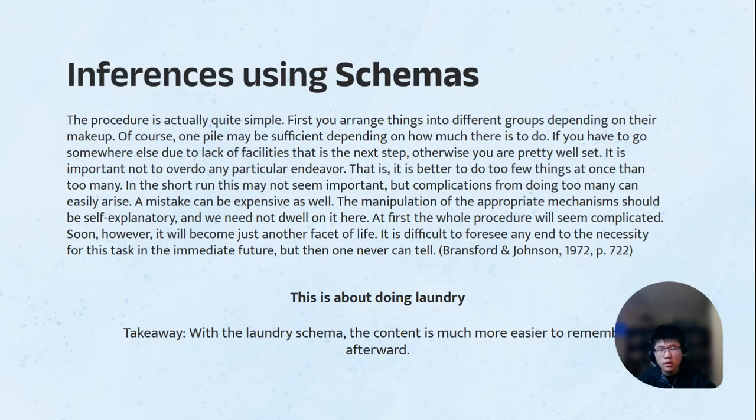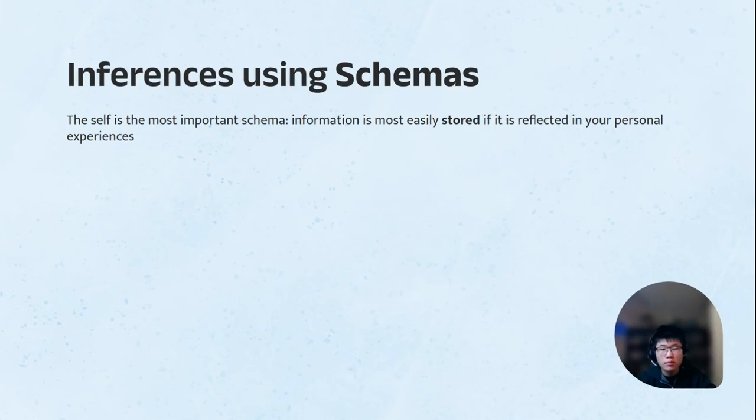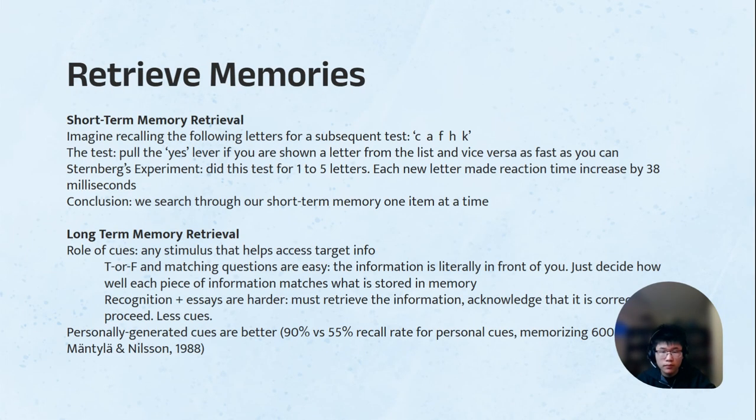So, essentially, the takeaway is that when you've fitted all of your information into a schema, then you'll be able to recall it easier. The self is the most important schema. Information is most easily stored if it's reflected in your personal experiences. There are two types of memory retrieval: short term and long term.